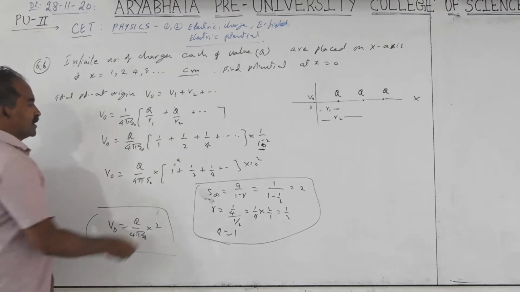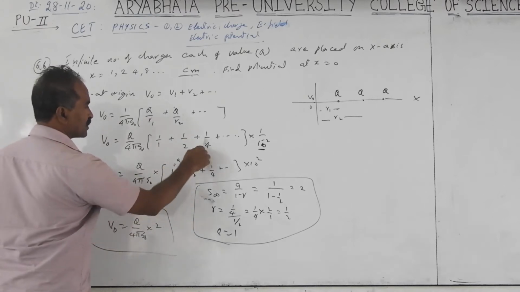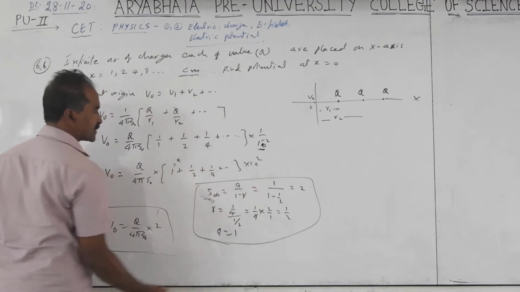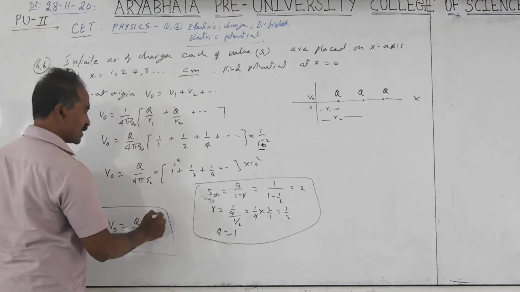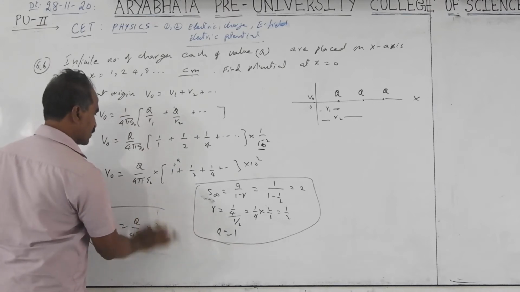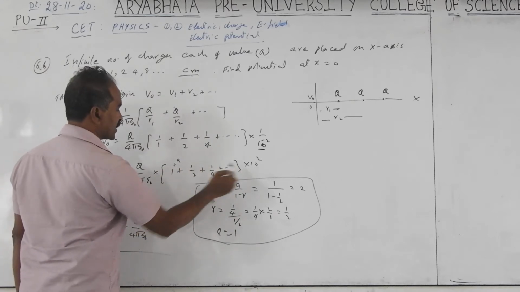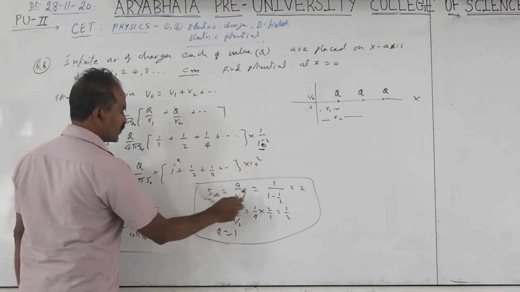Next, this 1 plus 1 by 2 plus 1 by 4 and so on. The 10 to the power minus 2 in the denominator becomes 10 to the power of 2 in the numerator. So we get 100 into 10 to the power of 2. I forgot to mention that. Next, this is nothing but an infinite series summation: 1 plus 1 by 2 plus 1 by 4 and so on.